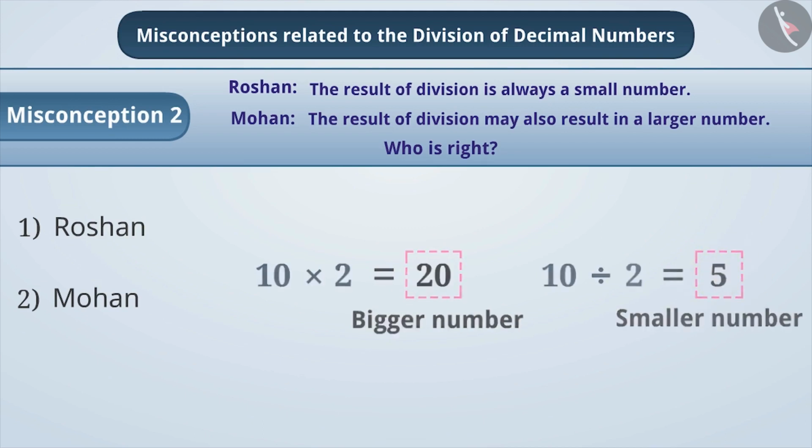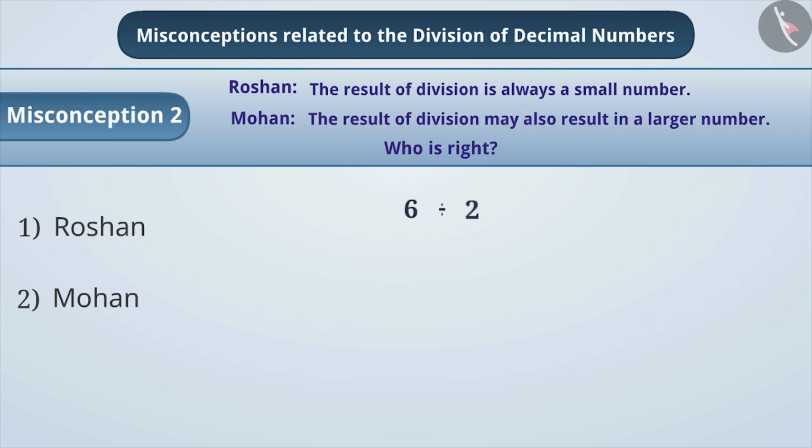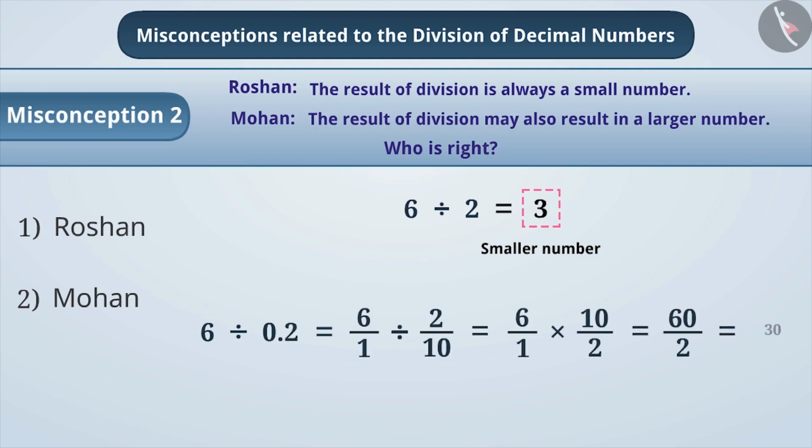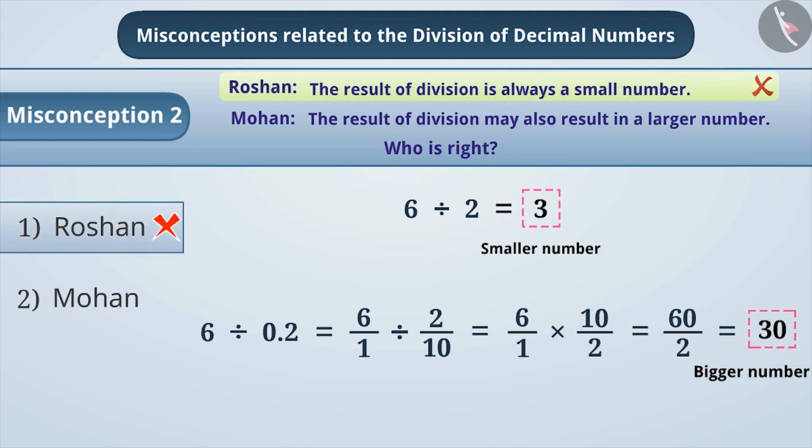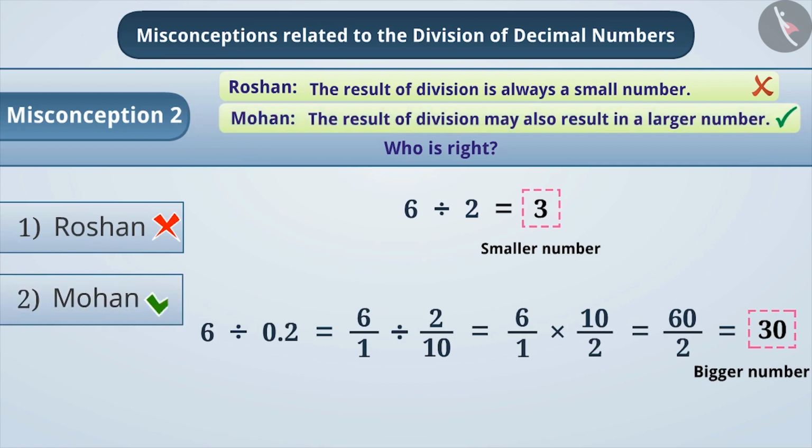Similarly, they also have the misconception that the result of division is always a small number. Let's resolve this misconception. If we divide 6 by 2, we get the result 3. But if we divide 6 by 0.2, we get the result 30. So, we can say that the result of division cannot always be a small number. This means Roshan's thinking is wrong. So, option 1 is the wrong answer. Since Mohan understood correctly that the result of division can also be a large number, Mohan's understanding is correct. Hence, option 2 is correct.